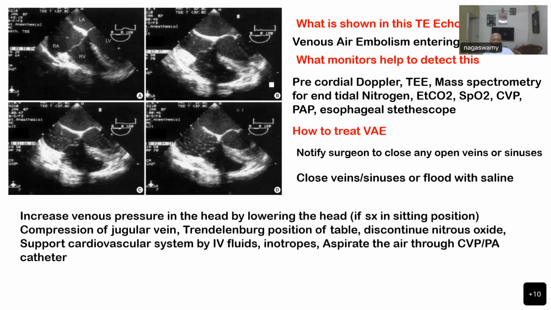Increase venous pressure in the head by lowering the head. Supposing the patient is in the sitting posture, you are doing a posterior cranial fossa surgery and you suspect air embolism, then immediately the patient's head should be lowered and in fact placed in the Trendelenburg position, head down. Compress the jugular vein, discontinue nitrous oxide if you are using it, support the cardiovascular system with IV fluids and inotropes, or aspirate the air through either a CVP or a pulmonary artery catheter if it is already present. These are the various steps in the treatment.